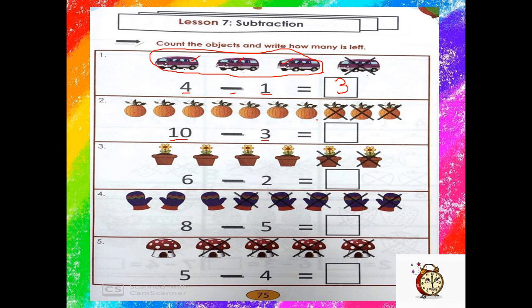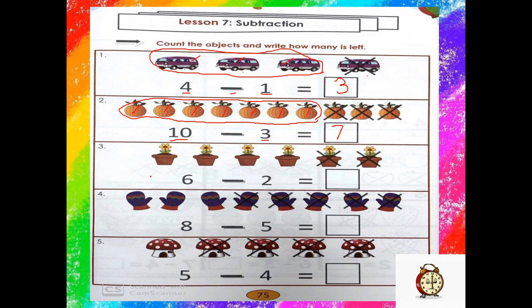So this time we are going to count all these objects left without X so that we can write the answer in the box. So how many objects are left? Count with me. 1, 2, 3, 4, 5, 6, 7. So we have here 7. So this time we are going to write number 7 here. So 10 minus 3 equals 7.